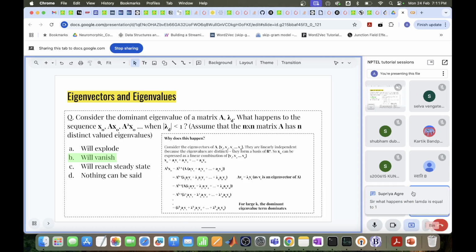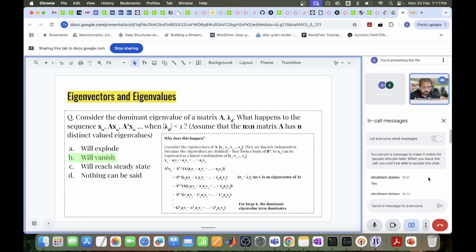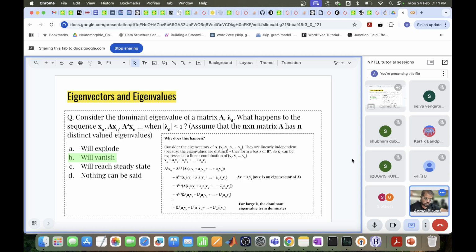And if the absolute value is less than 1, then this value will vanish to 0, because you multiply lambda d raised to the power k, and if lambda d is less than 1, then it will approach 0, and that is the dominant term, right? If the dominant term itself is approaching 0, then every other term is like already dead, so they're all also gone. Everything will approach 0, right?